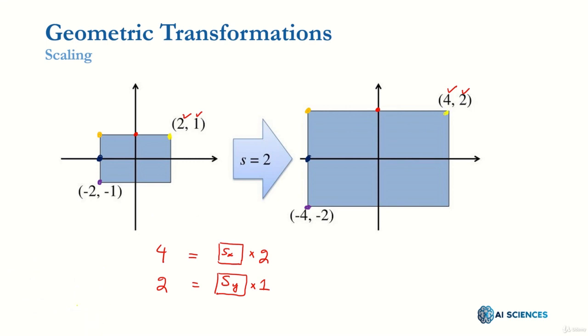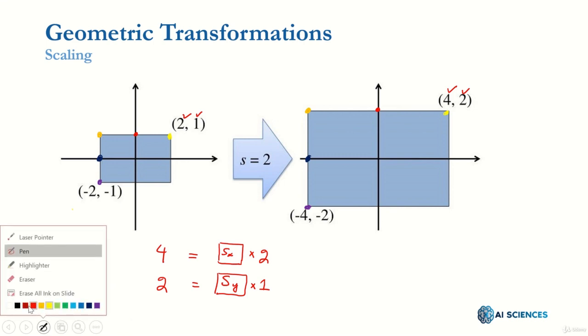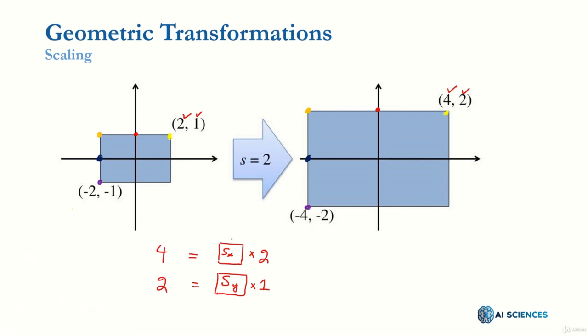So what do you think? What are these numbers? What is this number Sx? What is this number Sy that maps these two? You can figure out very easily that Sx basically is 2 in this particular case, and Sy is also 2 in this particular case, because 2 into 2 is 4, and then 2 into 1 is 2, and that is consistent with other points as well.